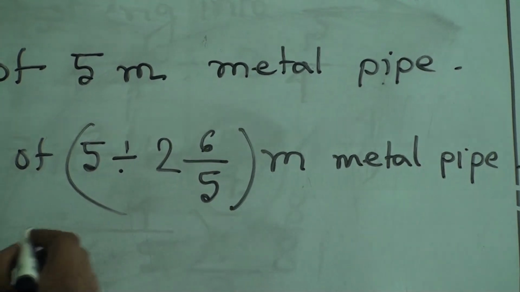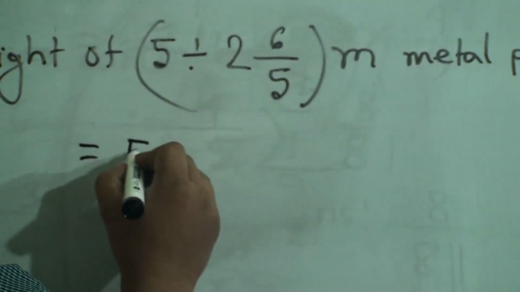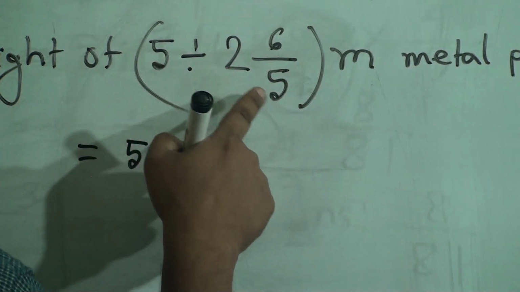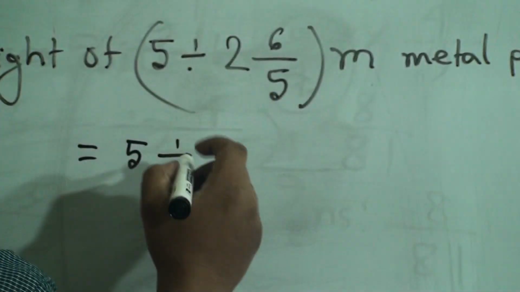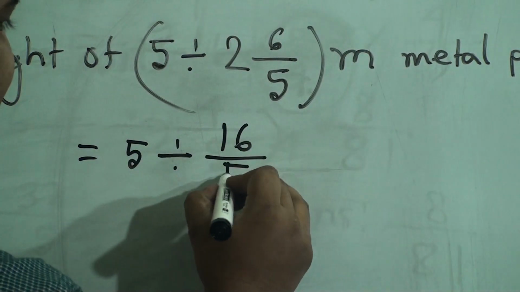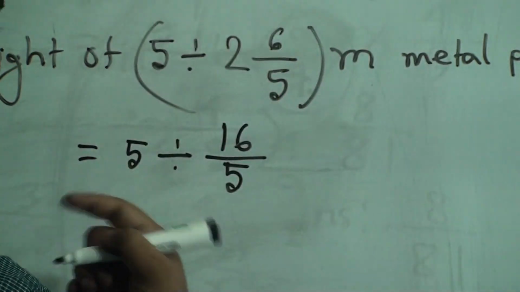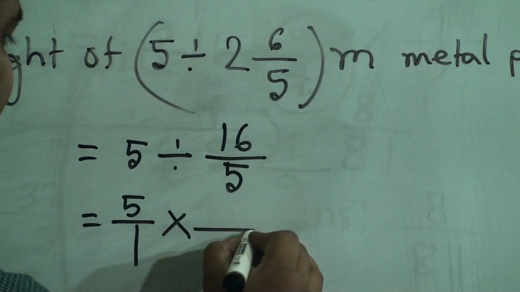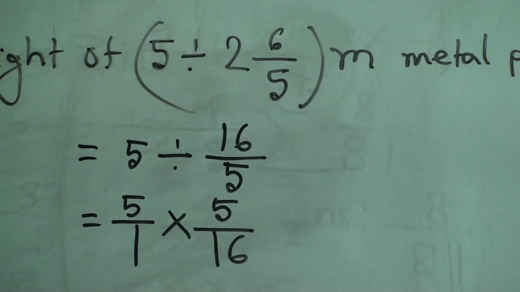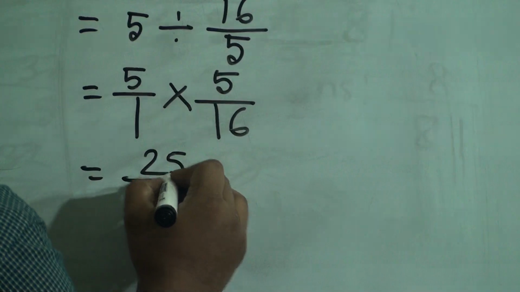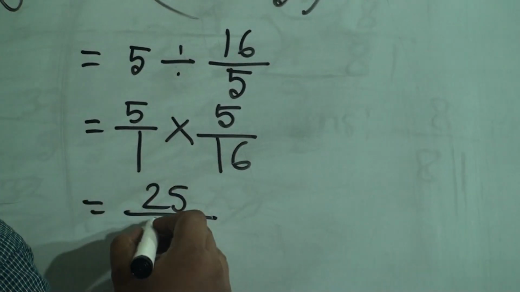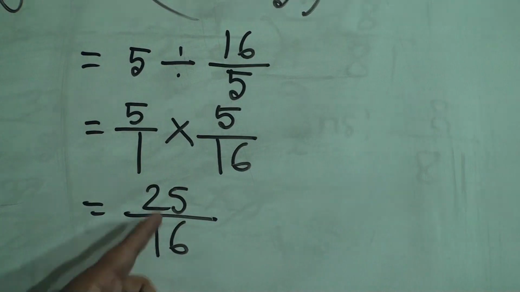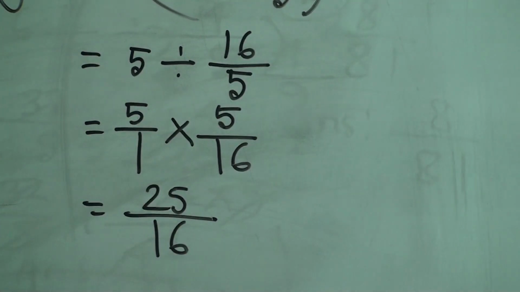Now we do division, that means at first we convert this mixed fraction into an improper fraction. 5 2s are 10, 10 plus 6, 16 by 5. Then we write 5 by 1, then multiply by 5 by 16. So now dear student, 5 is multiplied with 5 and it will be 25, and 16 is multiplied and it will be 16. So now we divide this 25 by 16.